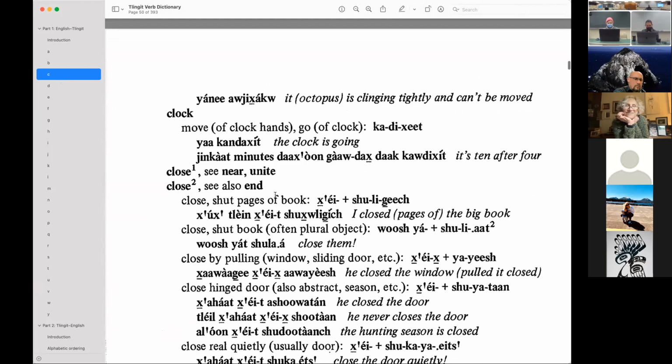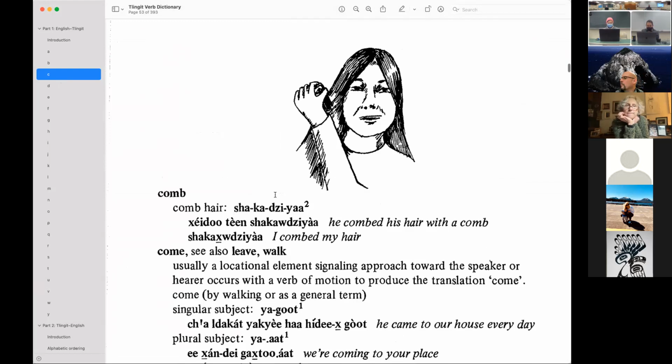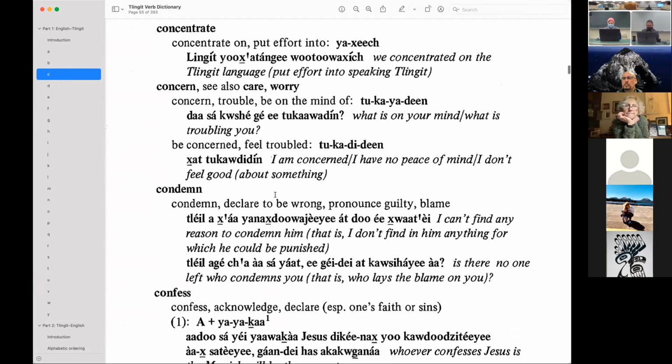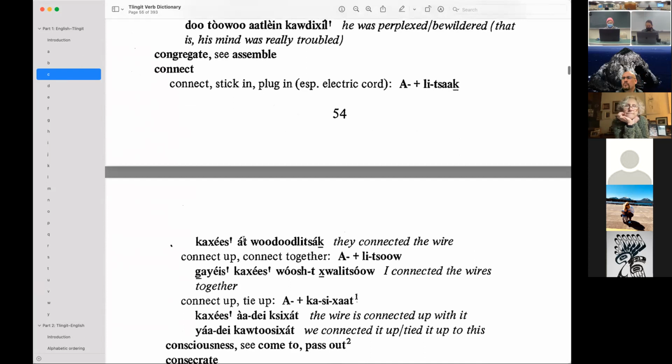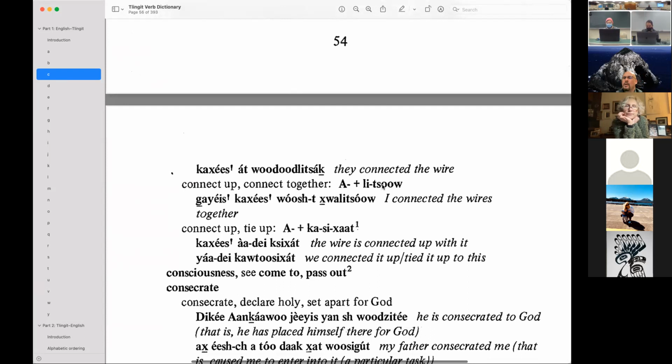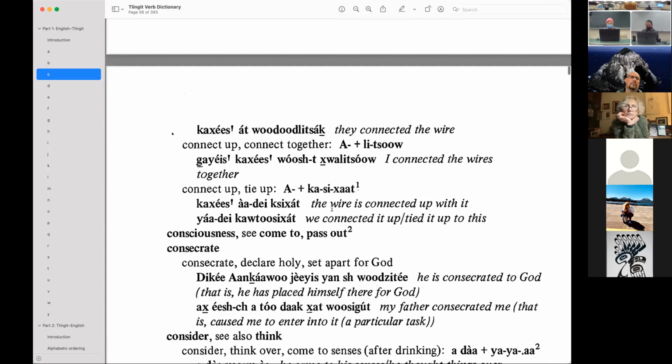So under connect, we go down and we see, let's see, right here. So we've got plug in, that's not what we're looking for. That's the verb to poke something. Tsu, this is for multiple stick-like objects to be moving. And then here, kahis adek sechat, the wire is connected up with it. Yade kautusechat, we connected it, tied it up to this. Okay. And when you see the perfective, like in this case, we could tell like that's a zero, kautusechat, and we'll look at that later.